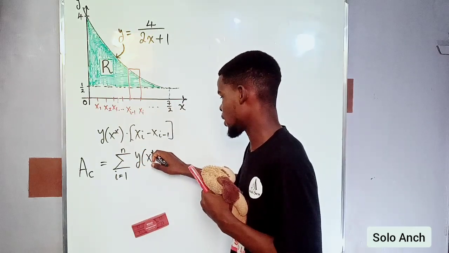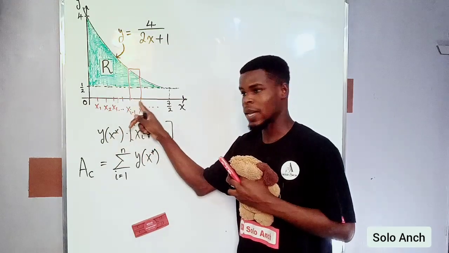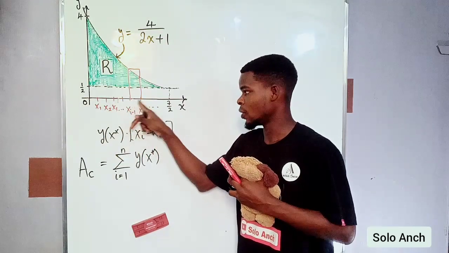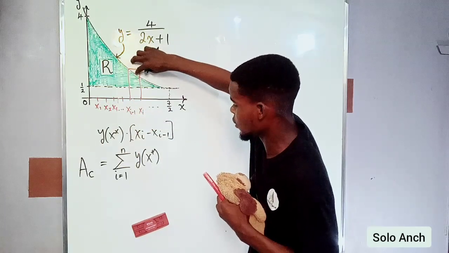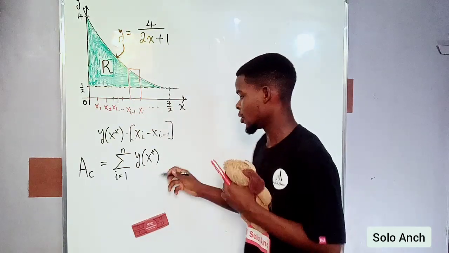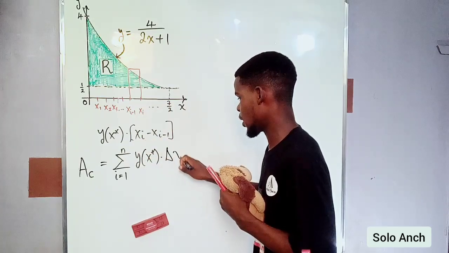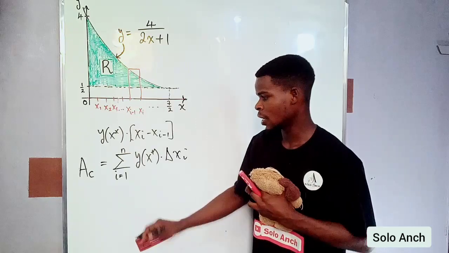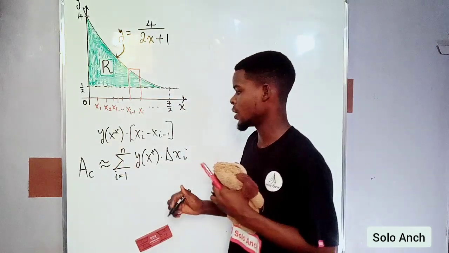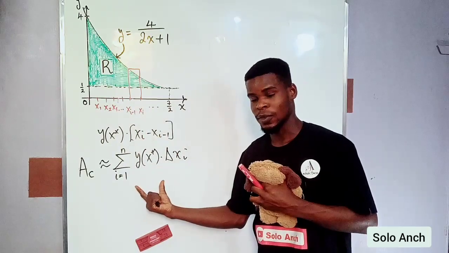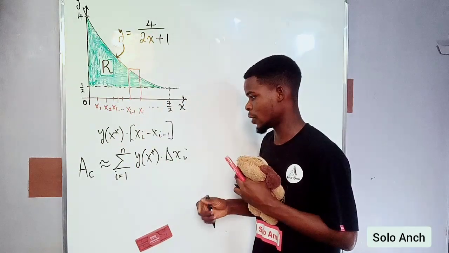Now, I didn't tell you where this x star comes from. Well, x star is just any x in an arbitrary partition interval, such that when you take the value, it gives you exactly this curve. That's what we mean by x star. Good. We multiply it by this change, which I can denote by change in xi. Sorry, I didn't say equals. It's supposed to be approximately equal to. Right? That will be the area under the curve, where this function here is known to be 4 over 2x plus 1.